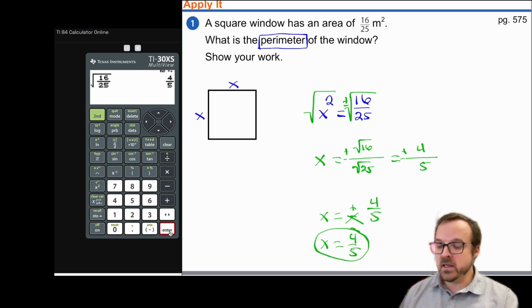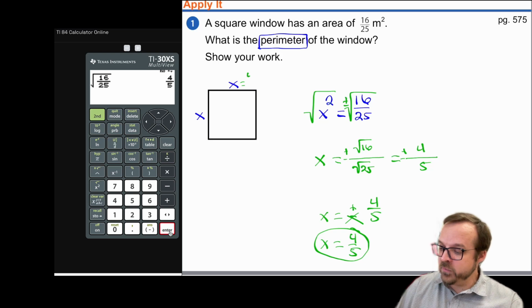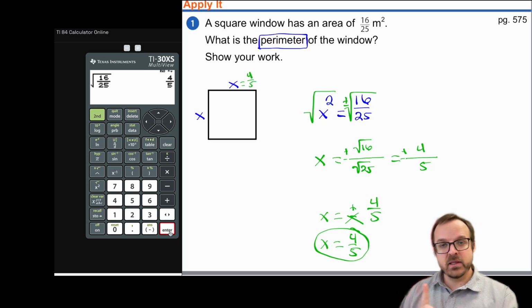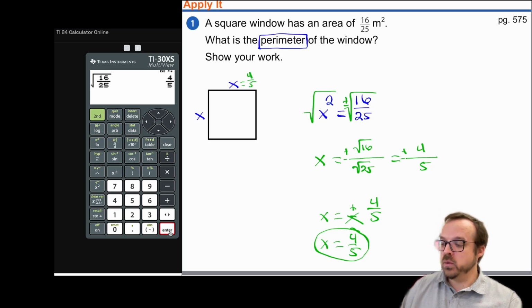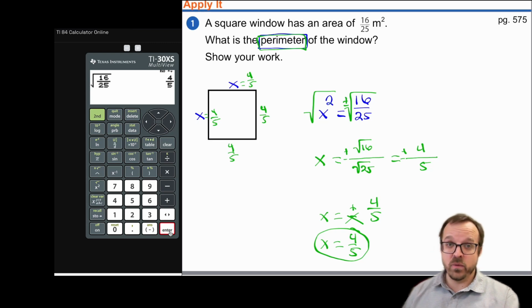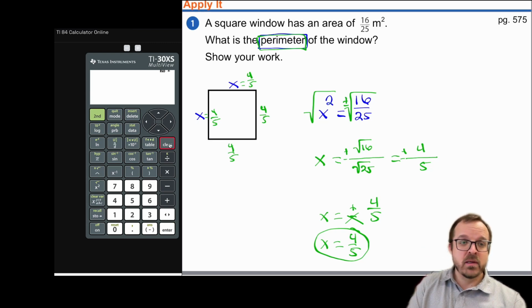All right, now we're not done because that tells me that x is 4/5. That only tells me that the side length is 4/5. The question is asking for perimeter, which means we need to add up 4/5 4 times. It's going to be 4/5 plus 4/5 plus 4/5 plus another 4/5. Or another way to look at that is 4 times 4/5. You can jump over to your calculator and do that if you would like.